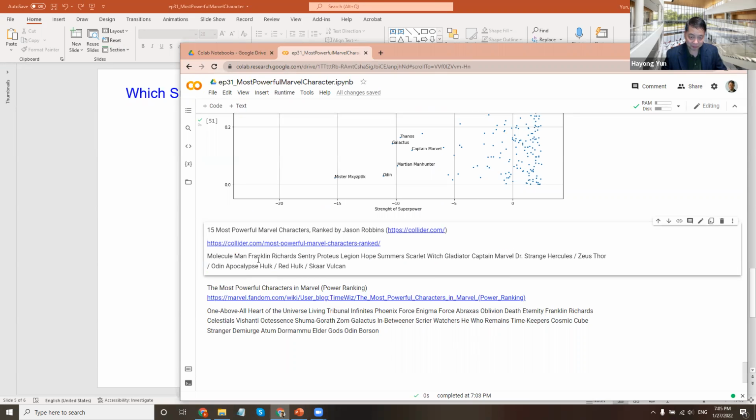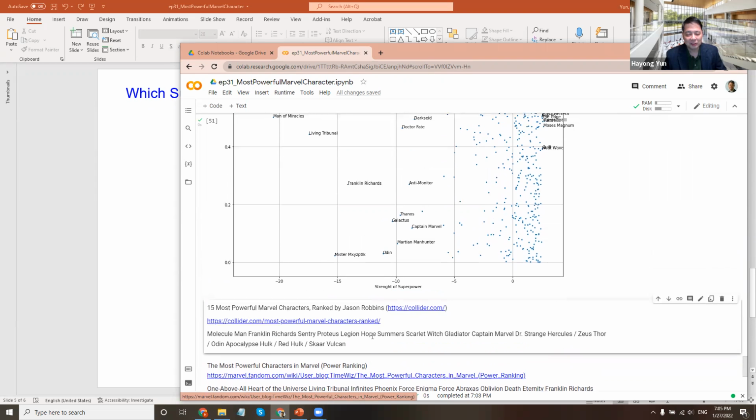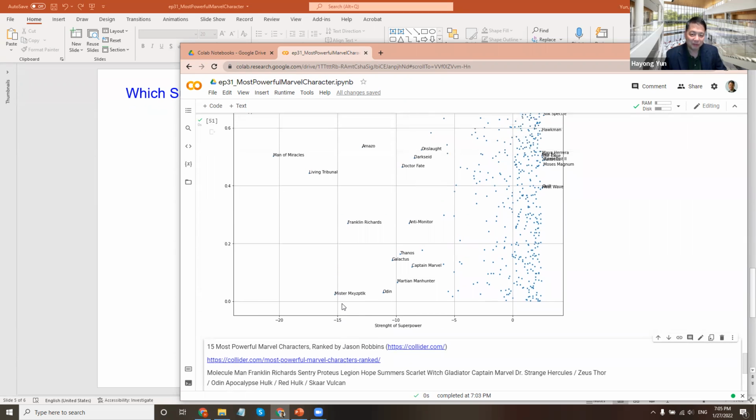So Molecule Man. On this website, the 50 most powerful Marvel characters were like Franklin Richards, Legion, Captain Marvel, Doctor Strange, and these people. And on the Marvel fandom website, they had Franklin Richards, Galactus, which was also on our list, and Odin, and these people. So, well, not too bad, isn't it? Out of 667, we managed to agree with the website on some of our favorite picks.